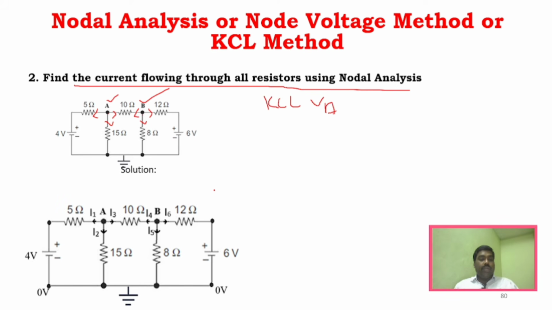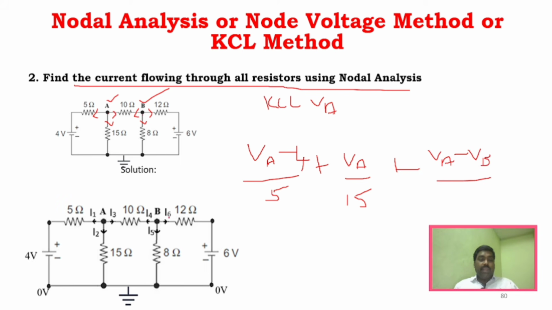Now what will happen? VA I consider as higher potential, so here it is also higher potential. So VA minus 4 divided by 5, correct? Plus this point VA divided by 15. There are no other voltages, right? And if you consider this one, this point is VA minus VB, VA minus VB divided by 10, right? So this is expression 1. You simplify this and you will obtain a proper equation.